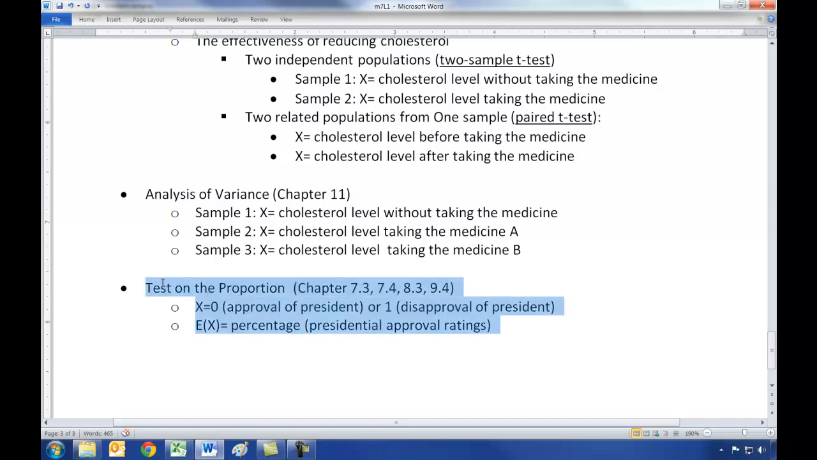So these are just some topics that we will not have time to cover, but they are nonetheless quite useful and important. So this will conclude our second lecture on statistical inference.